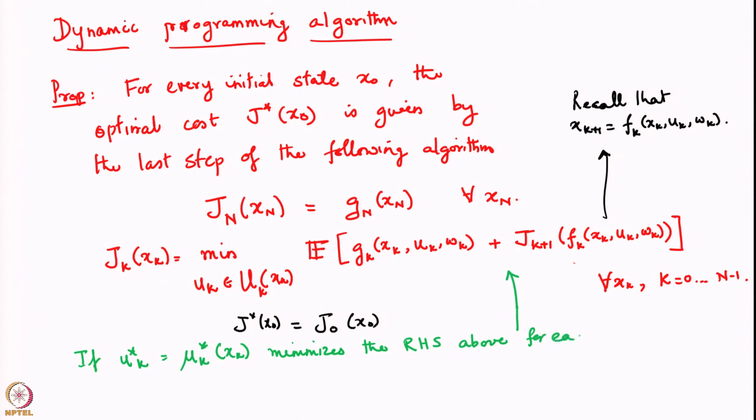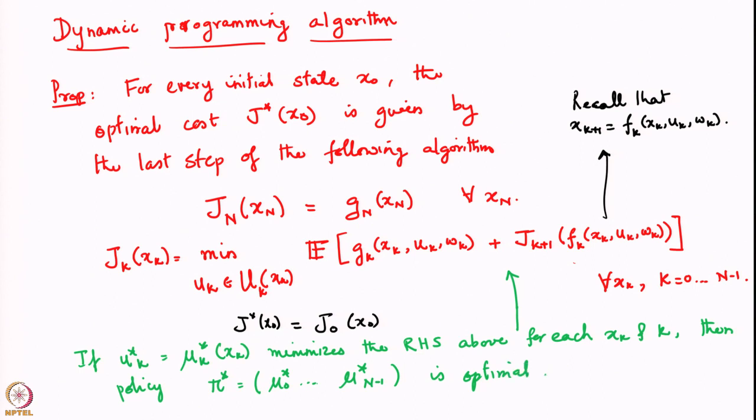for each x_k and k, then the policy pi star, which is given by mu_0 star to mu_{n-1} star, is optimal. Okay. So, now let us reflect on this a bit. For that, let us look at this expression a little bit closely.